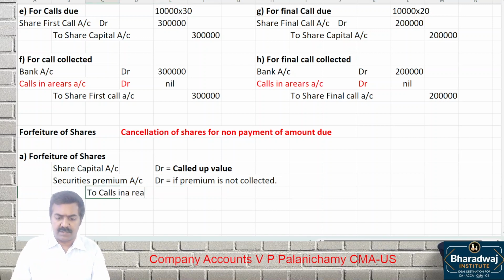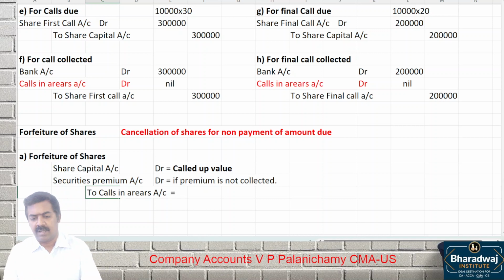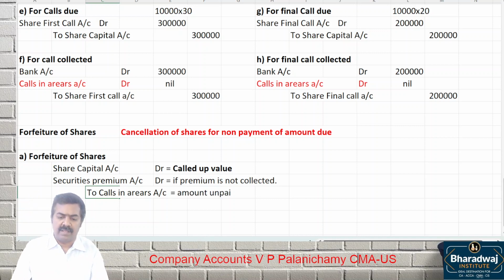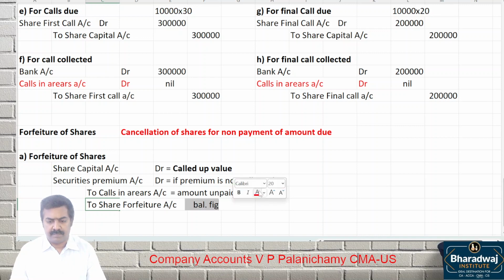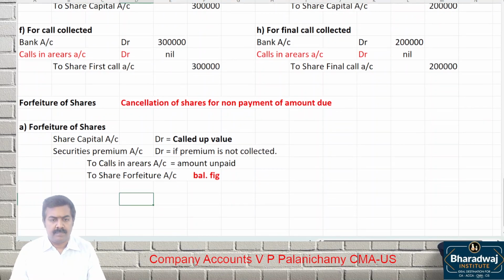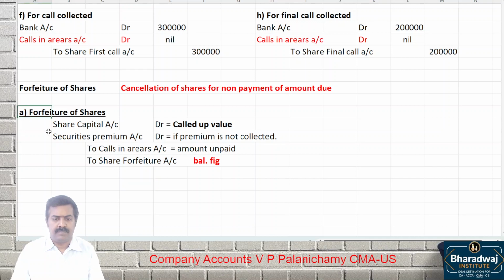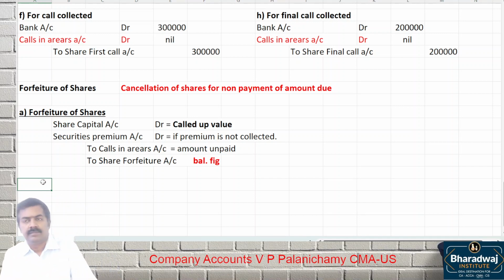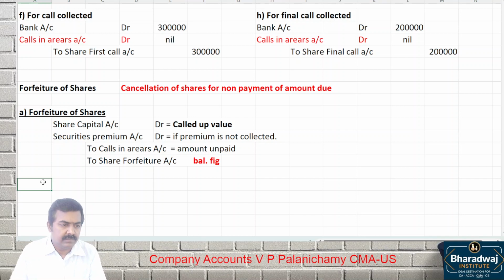So calls in arrears account. What do you mean by calls in arrears? Amount paid or not paid? Not paid. Amount unpaid. The balance will go to share forfeiture account. This is for forfeiture of shares.